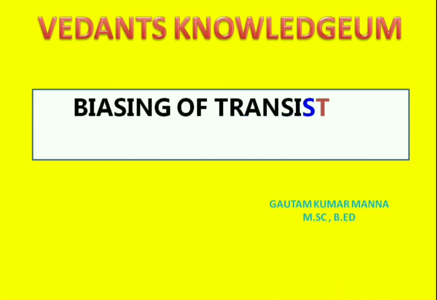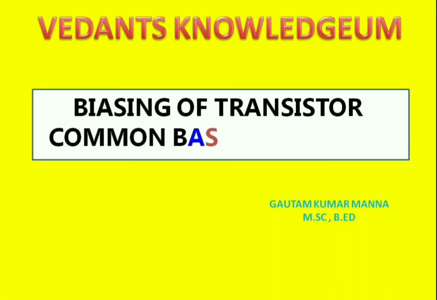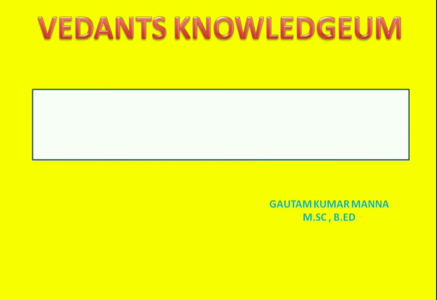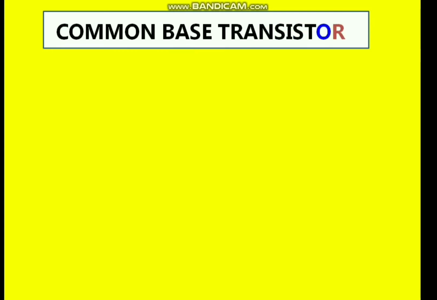In continuation with the last video, we are going to discuss today the biasing of the transistor. Biasing of the transistor means how to connect a transistor with the source. And in this context, we are talking about common base transistor today. Now, what is common base transistor? As per the topic, the base is common.